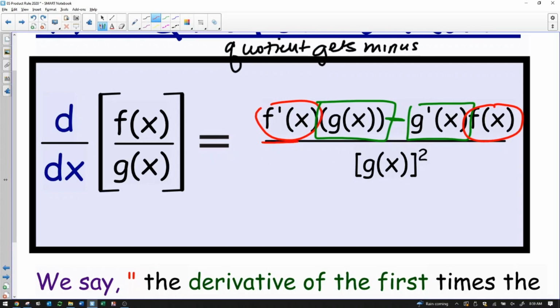Fraction. So then I always say it's all over, and then whatever is on the bottom here, you take that whole thing and you square it. Okay. Does the bottom have a derivative? No. It's just you grab it and you square it. Okay. And this is the formula for a quotient rule.